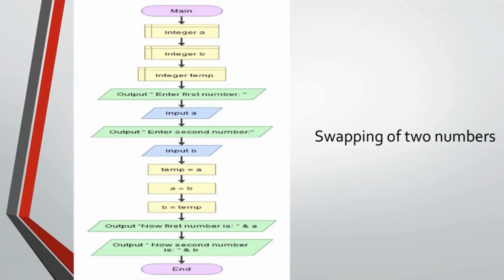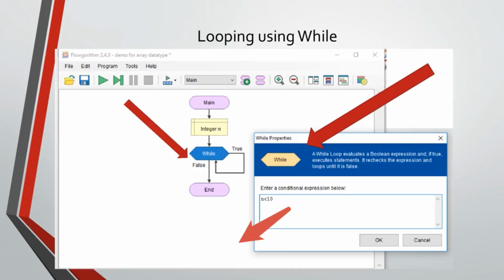Swapping of two numbers. Insert a declare symbol and declare A, B, and temp variables of integer data type. To get the values of A, B from the keyboard, use two output statements for prompts and two input statements for storing the values in variable. With the help of three assign statements, A value to B and B value to A are transferred. The swapped values are shown by two output statements.